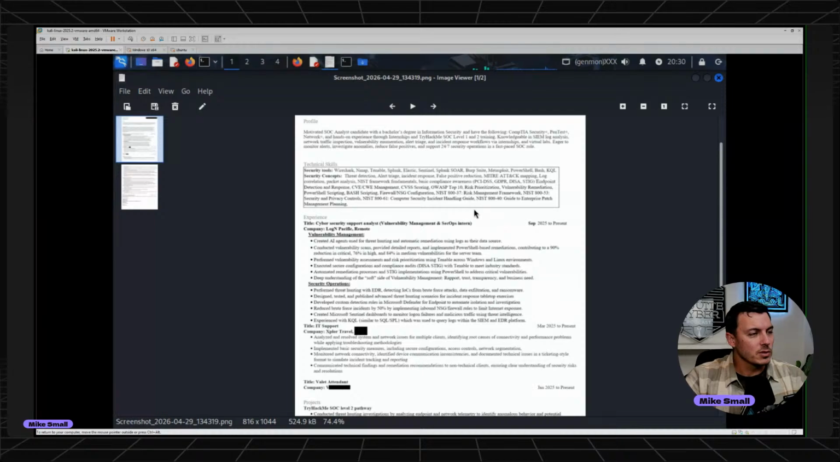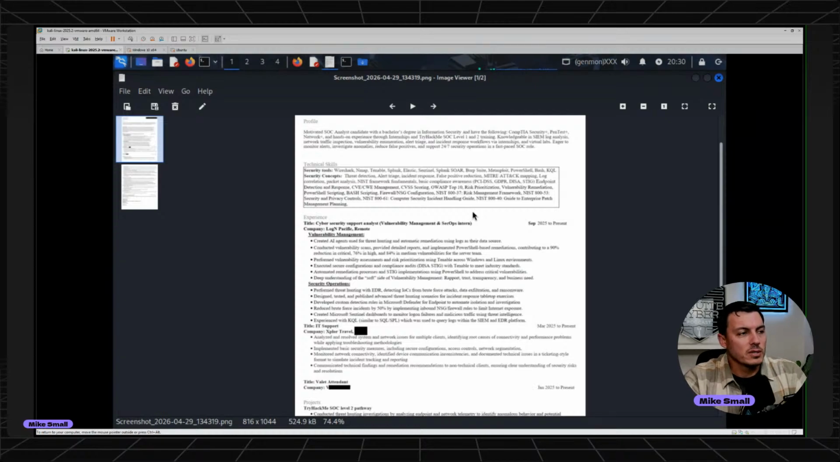Okay, so let's read the profile here. Motivated SOC analyst candidate with a bachelor's degree in information security and have the following: CompTIA Security Plus, Pentest Plus, Network Plus, and hands-on experience through internships and TryHackMe SOC Level 1 and 2 training. Knowledgeable in SIEM, log analysis, network traffic inspection, vulnerability enumeration, alert triage, and incident response workflows via internships and virtual labs. Eager to monitor alerts, investigate anomalies, reduce false positives, and support 24/7 operations in a fast-paced SOC role.